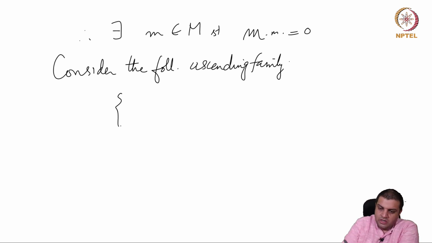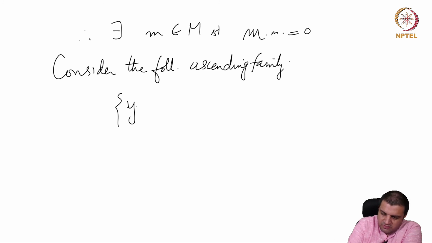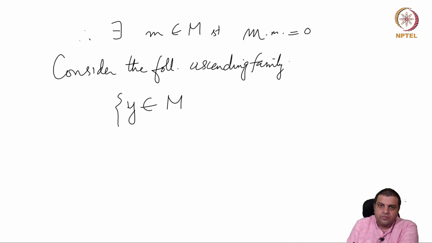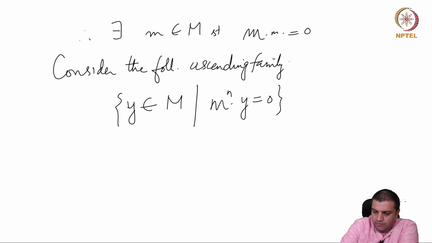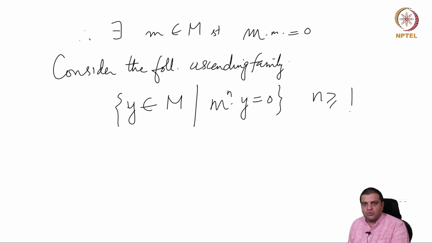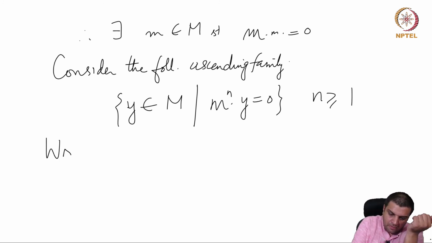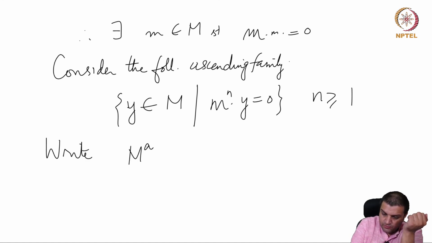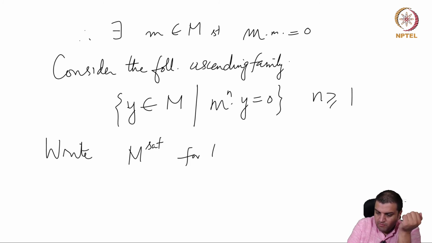What do we want? We want to take all elements y inside M such that m to the n times y is 0, for n greater than or equal to 1. So if m to the n kills, m to the n plus 1 also kills. So this is an ascending family. M is Noetherian. So write M sat for the stable value.